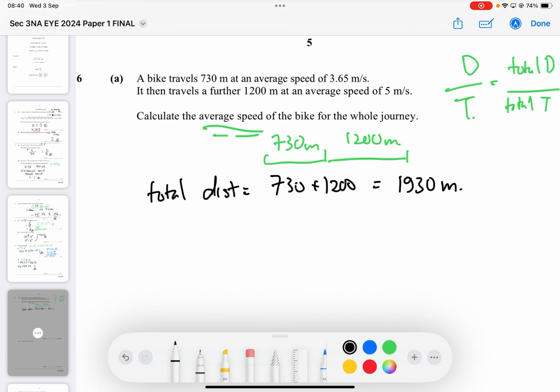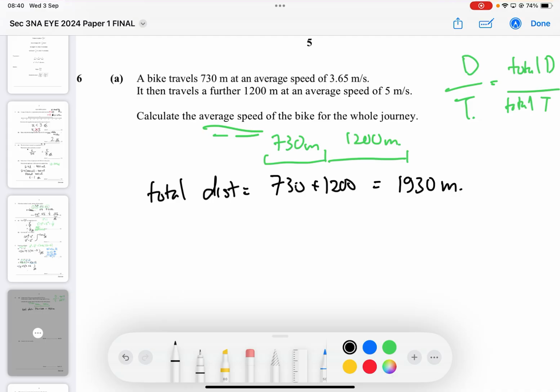Those of you who have problems with conversion, you have to totally understand what the question is talking about. Can you all focus? A lot of you left this question blank. Then I need to know the total time. I don't know the total time now. I don't even know the individual time. But I can go and find the individual time.